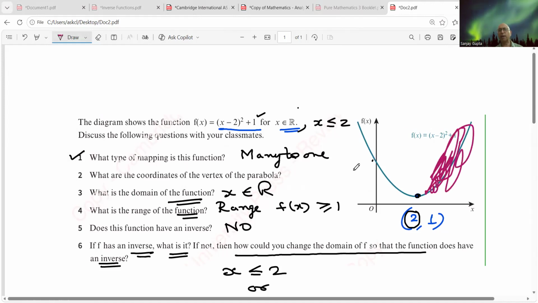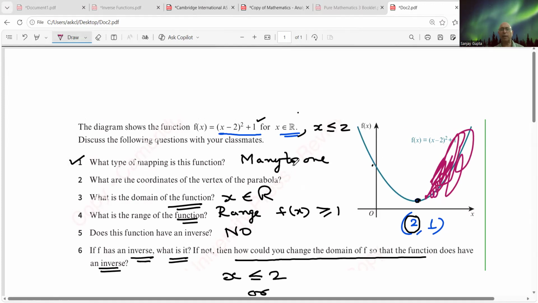This is the function, and the graph is like this. And we want to write the inverse of that. So what are the steps? The steps are again the same. The very first step is make f(x) as y. So y is equal to (x minus 2) whole squared plus 1.